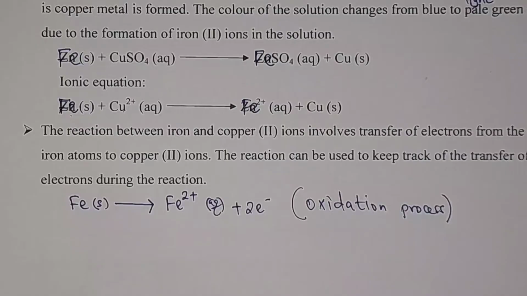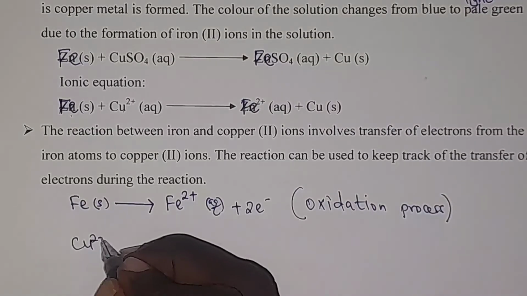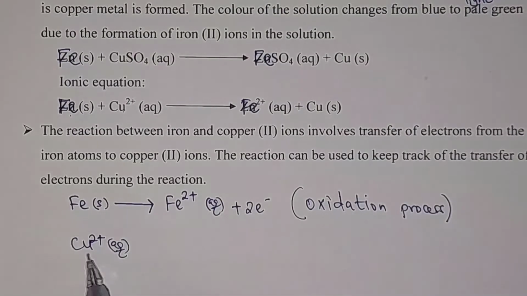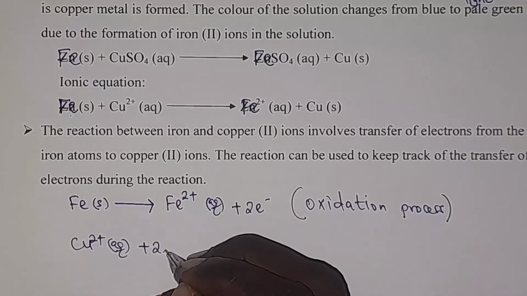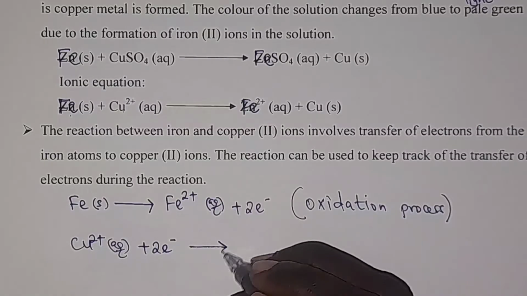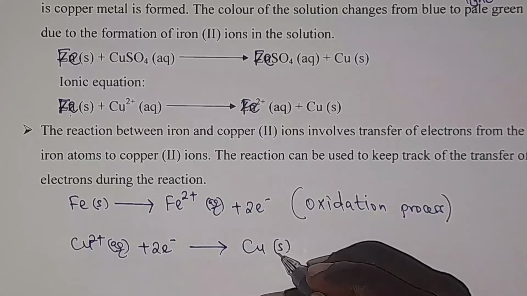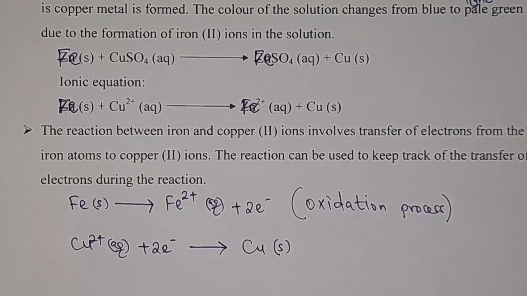The other one again, we are having copper 2 ions, aqueous. Copper 2 ions have already lost 2 electrons, but when we check the product side, we have neutral copper metal. So what happened? It has gained the 2 electrons that it had initially lost, and so we get neutral copper metal, which is solid. When a metal or an atom is gaining electrons, those electrons gained are placed on the left hand side of the arrow.